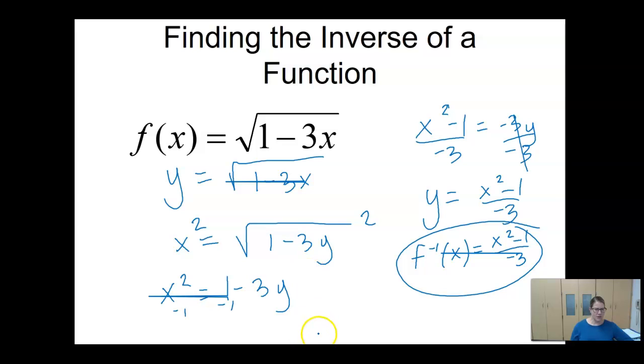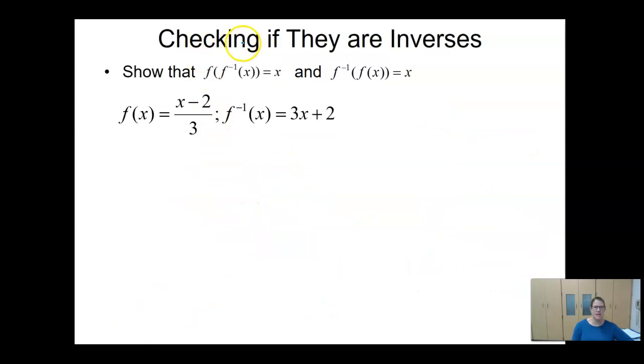Okay, so that's the first part of your assignment, to find the inverse of each function. The last part of your homework says to check if these functions are inverses. In other words, we want to show that f of f inverse of x equals x, or that f inverse of f of x equals x. It says and here, but I'm going to say or. You can do one or the other. It's going to show that these are inverse functions.